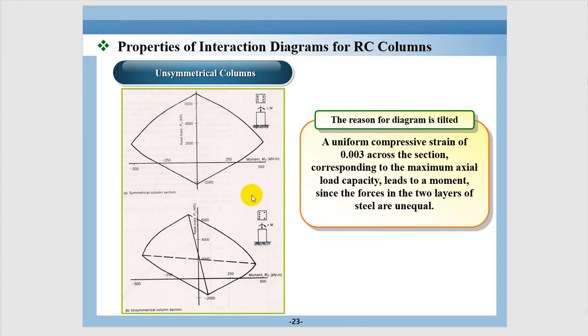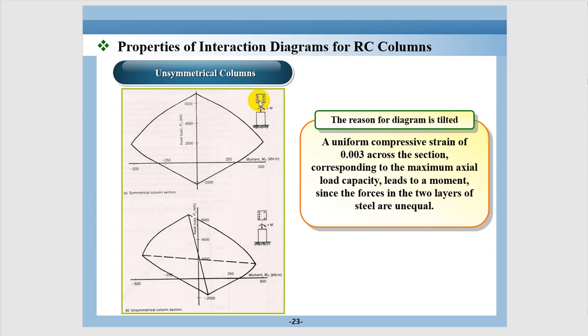Hello everyone, and now let's continue to discuss the design of short columns. Here we would like to understand why we have unsymmetrical columns. Look at this. This is a symmetrical column, whereas the one you see here is not symmetric. Why is that? That's because of your rebar, which is installed symmetrically or unsymmetrically.